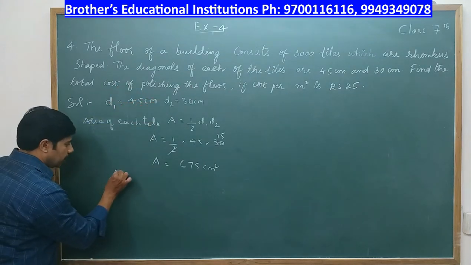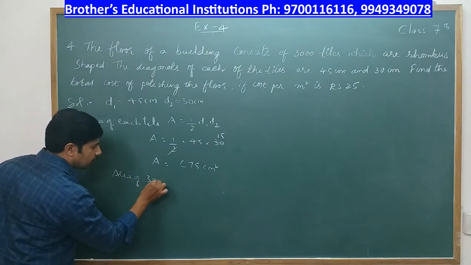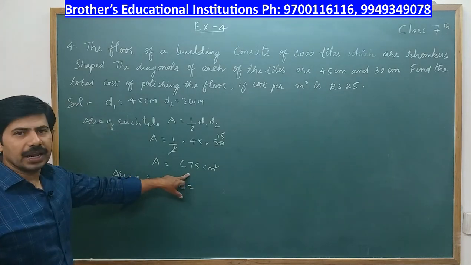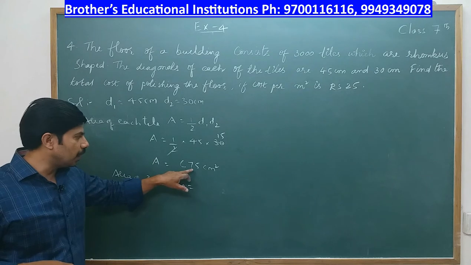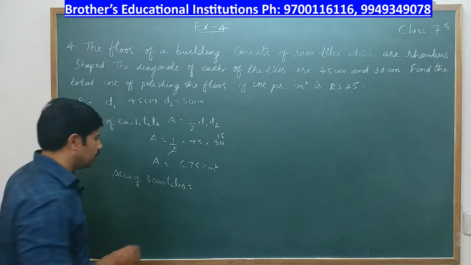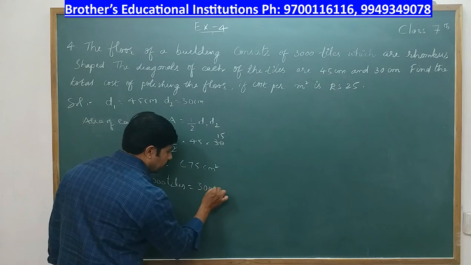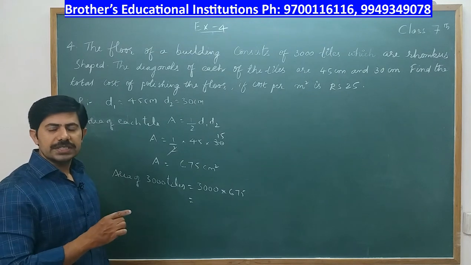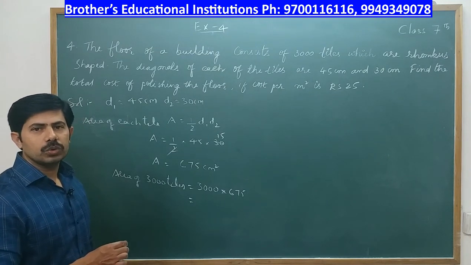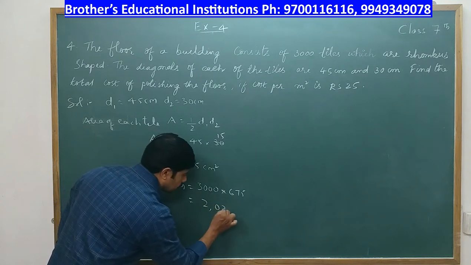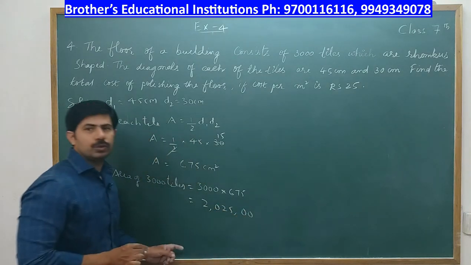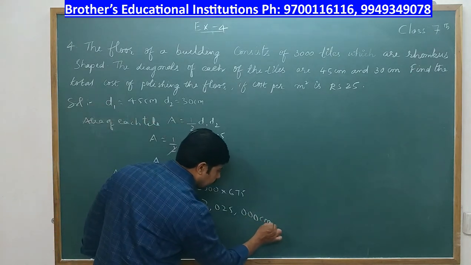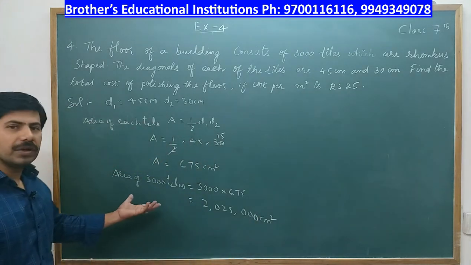So I'll find out the area of 3000 tiles. How to find the area of 3000 tiles? We know the area of one tile is 675 square centimeters. So we need to multiply 675 into 3000. So now we have to calculate this. 3000 into 675 gives 2025 and 0, and we get three more 0s. This much centimeter square is the area of 3000 tiles.